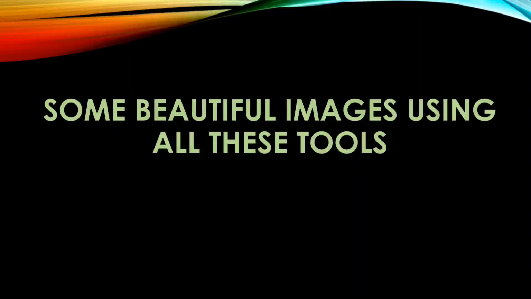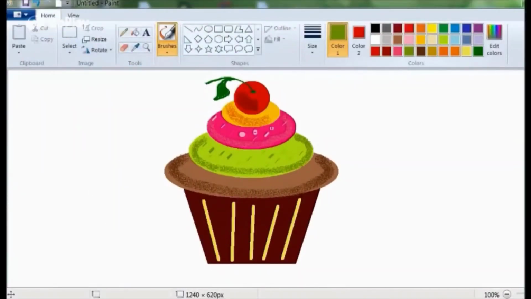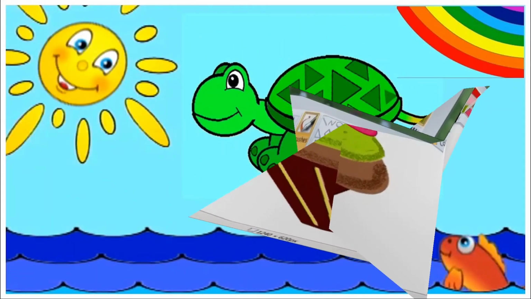Now it's time to see the beautiful images that you can enjoy and make with the help of MS Paint. The first image you can see is drawn with the help of pencils, circles and lines. Now you can tell me, what is this? This is a cupcake.